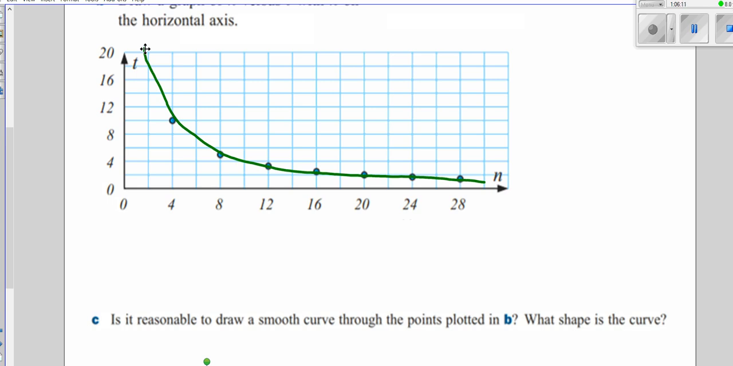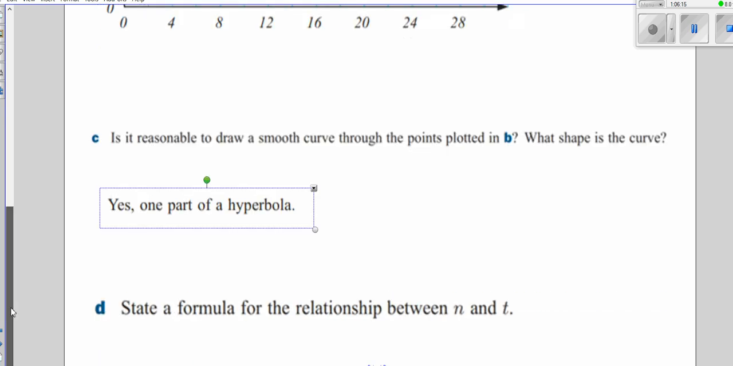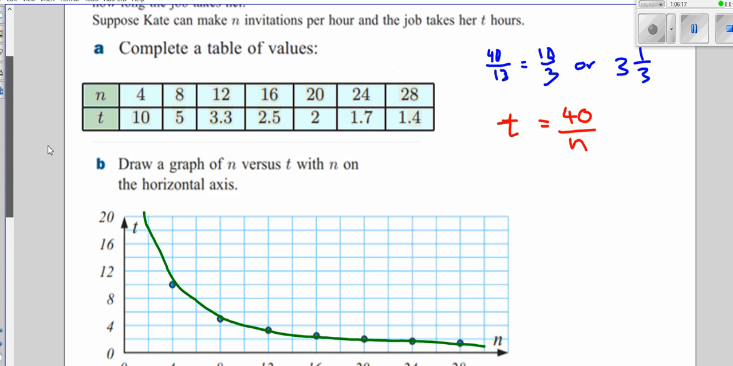And then we're asked, of course, state a formula for the relationship between n and t. So I said t equals 40 divided by n, because it's y equals something to do with x. So to get y, we had to do 40, the number of invitations, divided by 4, gave us 10. 40 divided by 8 gave us that, and so on. So t equals 40 over n gives us that.